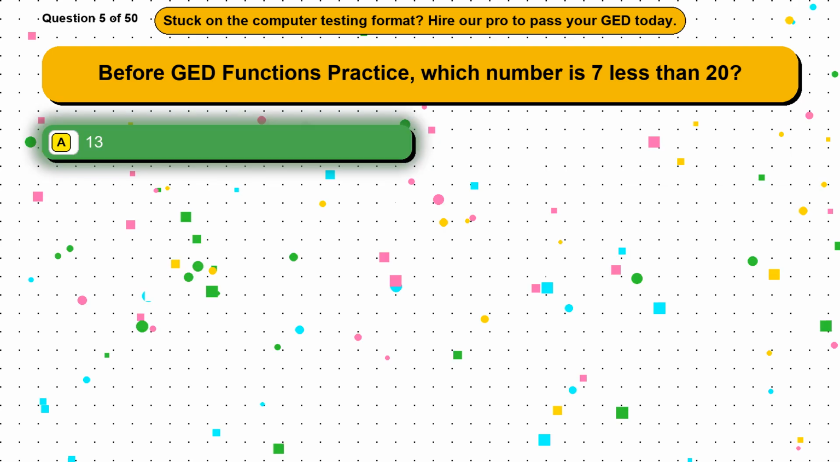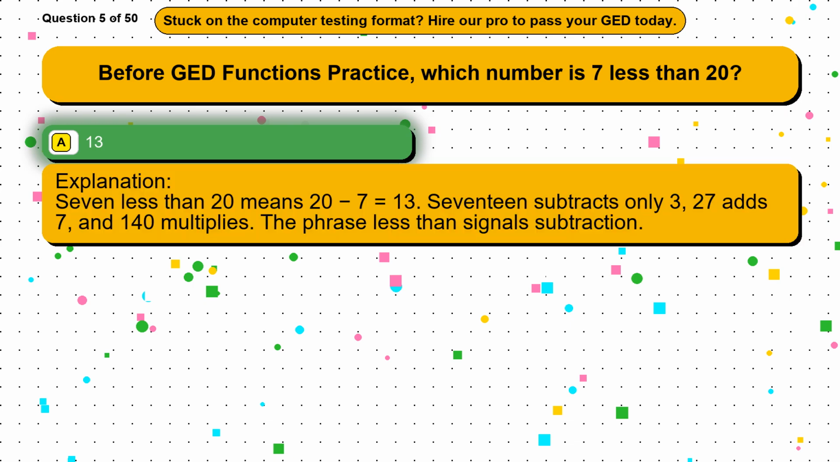The correct answer is option A: 13. 7 less than 20 means 20 minus 7 equals 13. 17 subtracts only 3, 27 adds 7, and 140 multiplies. The phrase less than signals subtraction.